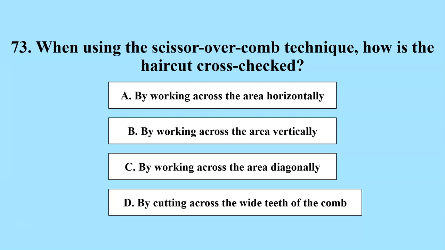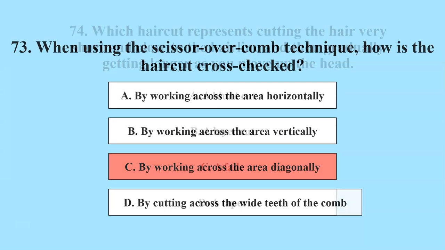When using the scissor over comb technique, how is the haircut cross-checked? By working across the area horizontally. By working across the area vertically. By working across the area diagonally. By cutting across the wide teeth of the comb. If you chose C, by working across the area diagonally, you are correct.